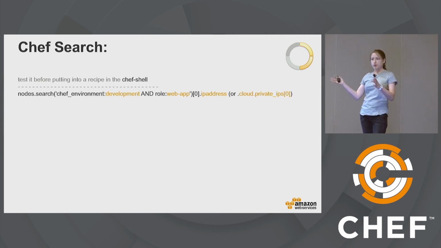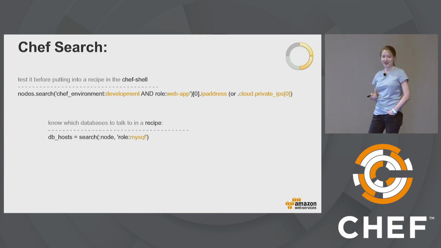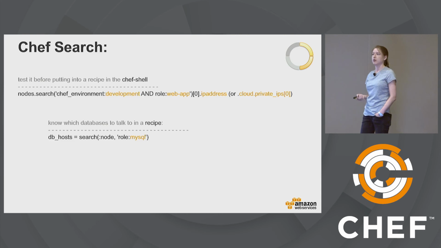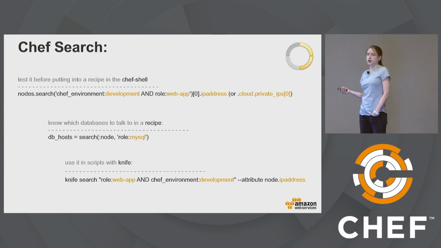You run it there, you see what data you have in your system, you make the search correct, you put it in a recipe. So now your web applications can know which databases are up and running, for example, right now, and configure themselves to talk to those databases. Or you can also use it in your scripts using knife search.